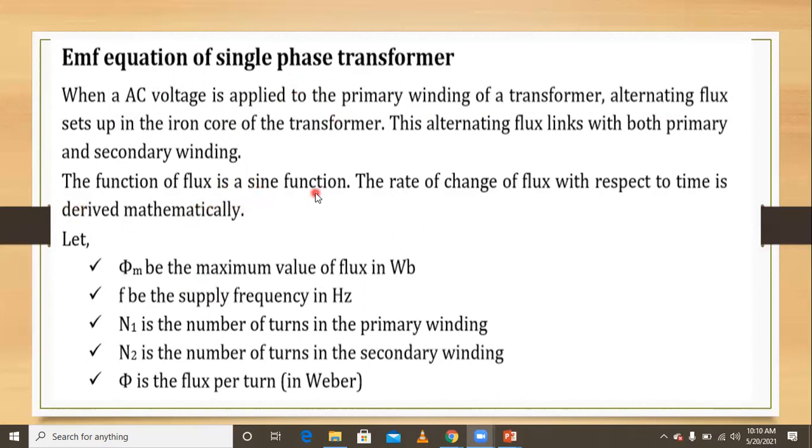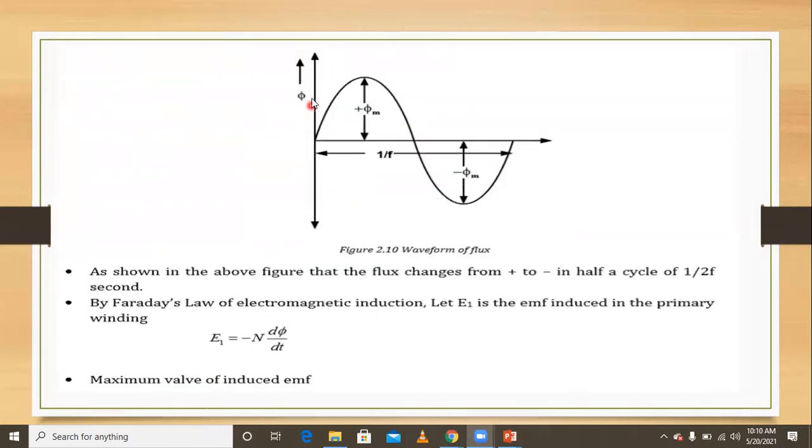With the flux as a sine function, the rate of change of flux with respect to time is derived mathematically. Phi m is the maximum value of the flux in Webers. f is the supply frequency in hertz. N1 is the number of turns in the primary, N2 is the number of turns in the secondary, and phi is called the flux per turn, in Webers. And this is the flux waveform. The alternating flux is sinusoidal.